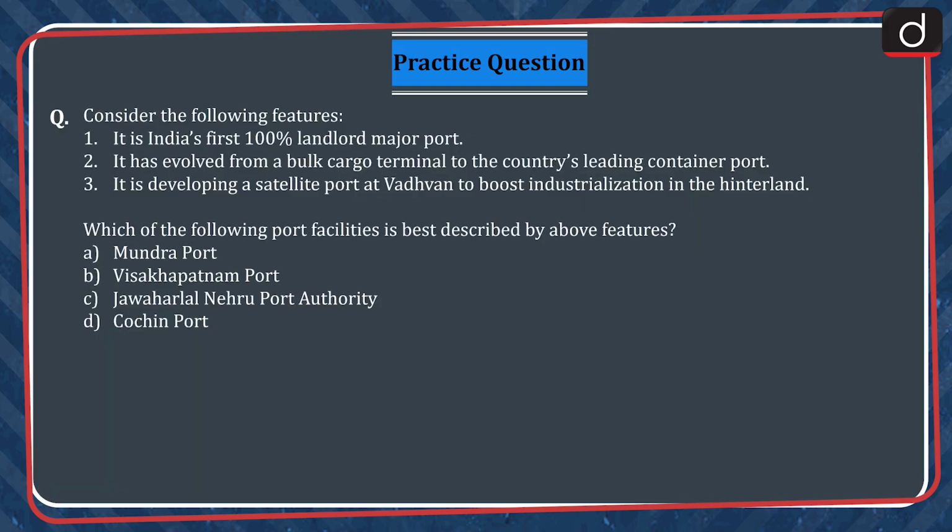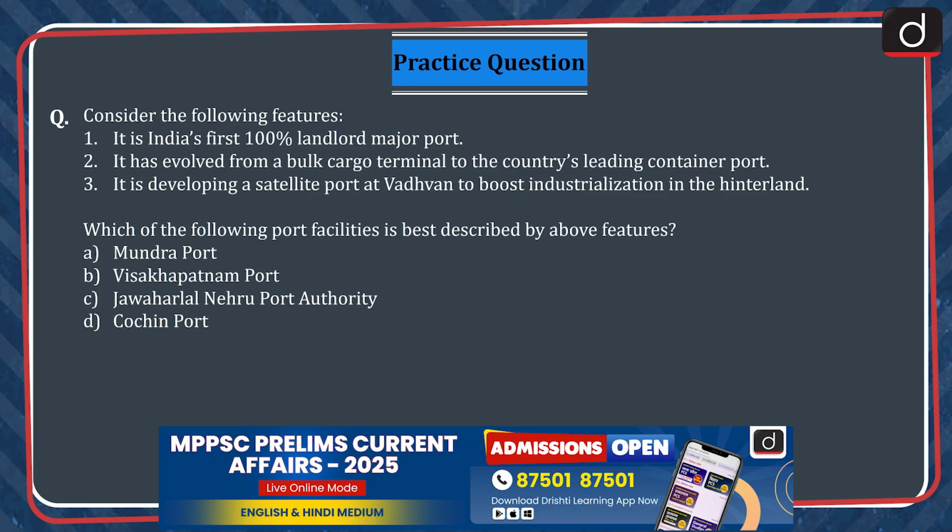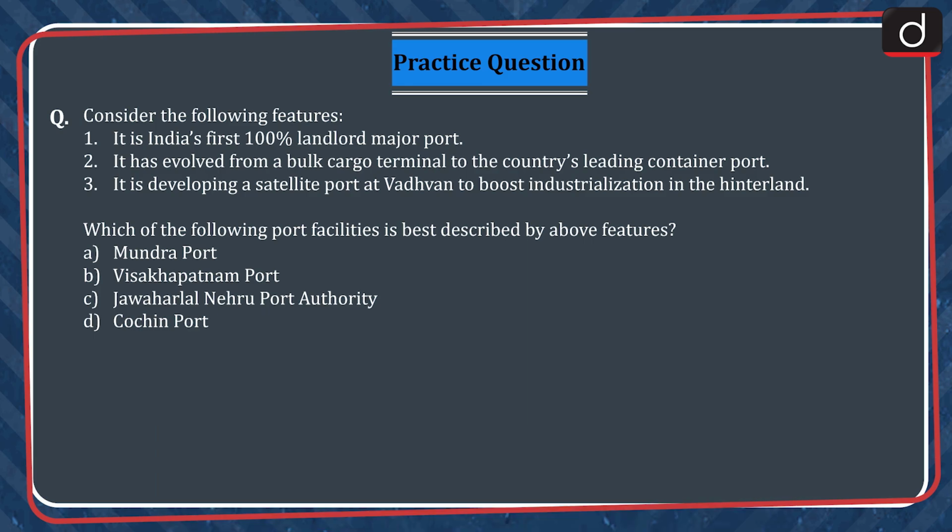Now it's time for the practice question. Consider the following features. 1. It is India's first 100% landlord major port. 2. It has evolved from a bulk cargo terminal to the country's leading container port. 3. It is developing a satellite port at Vadhavan to boost industrialization in the hinterland. Which of the following port facilities is best described by the above features? Mundra Port, Visakhapatnam Port, Jawaharlal Nehru Port Authority, or Cochin Port?